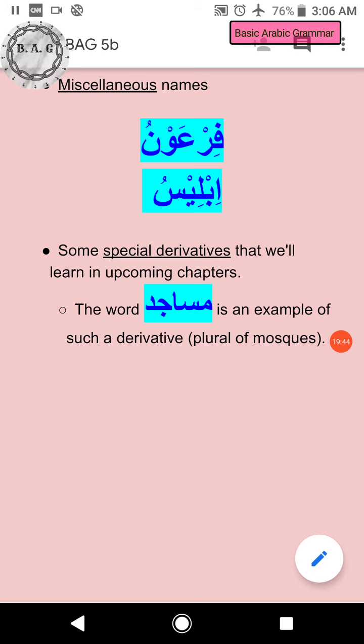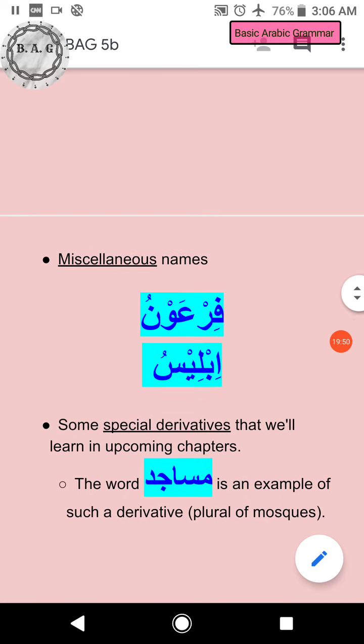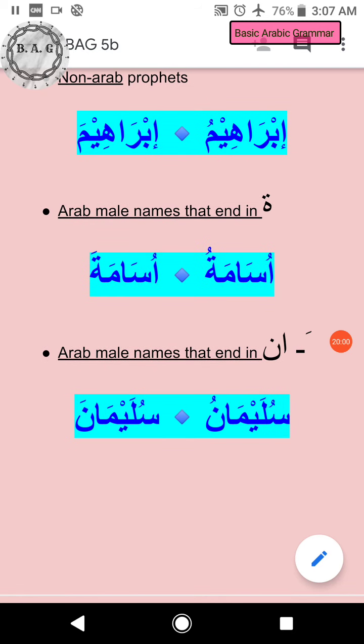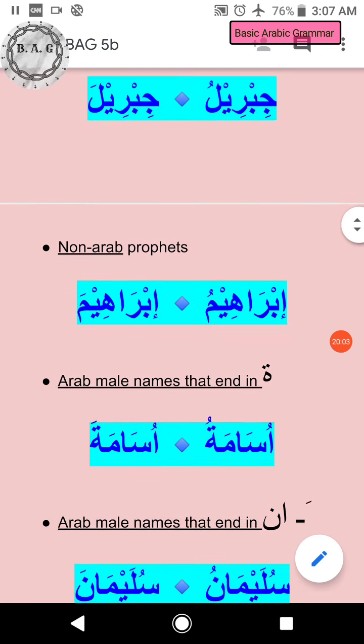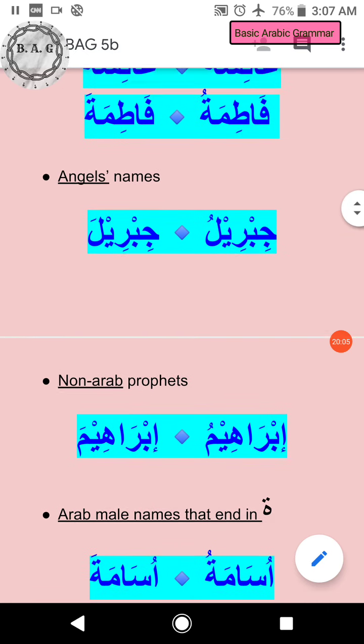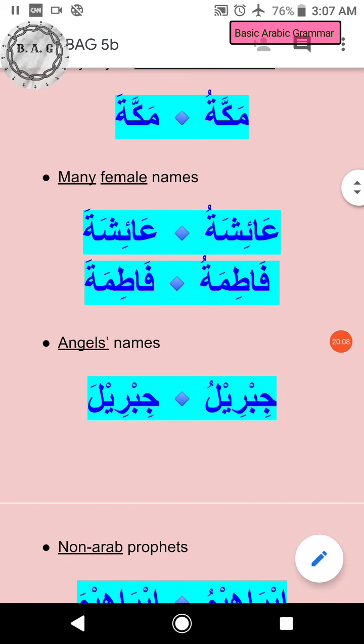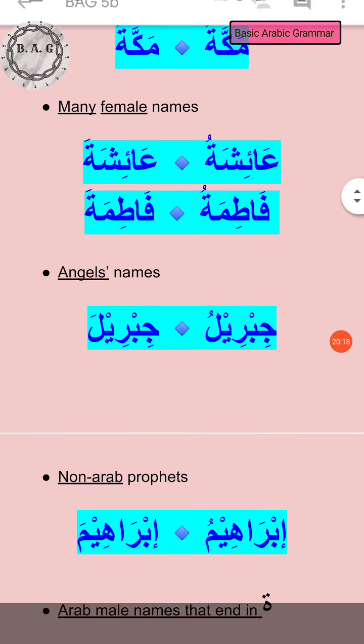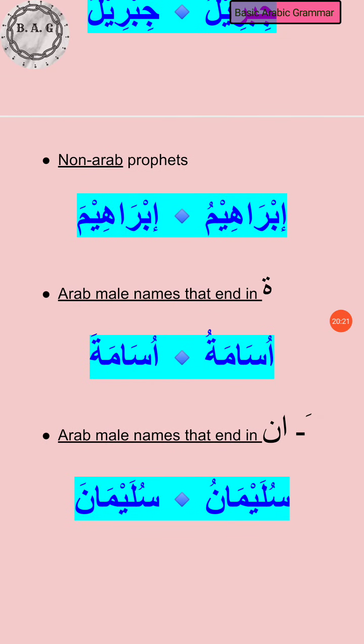All right, so we know the eight subgroups of ghair munsarif asma. We have the special derivatives, then the miscellaneous names that haven't really been grouped anywhere else. Then the Arab male names that end in anu, then Arab male names that end in the round ta, then non-Arab prophet names, and then the angels' names, many female names, and the majority of countries and cities' names. Now you notice that all of these are your ism alam or asma'i alam, okay? And alam we know is the proper name, proper noun.